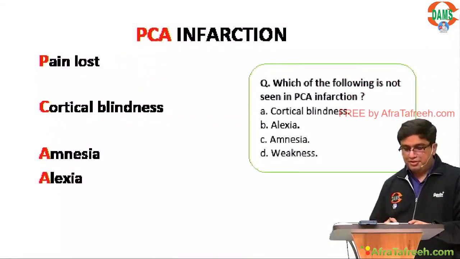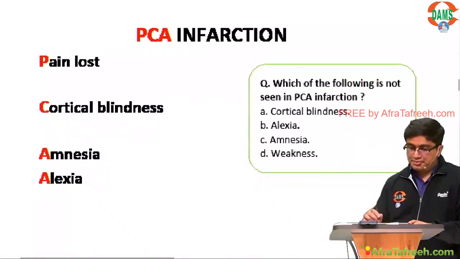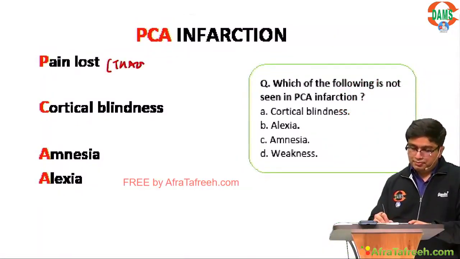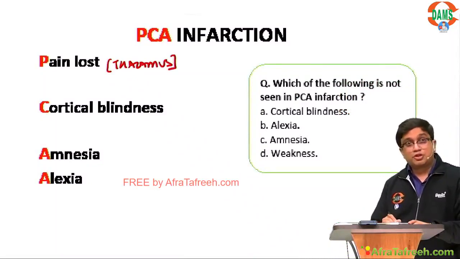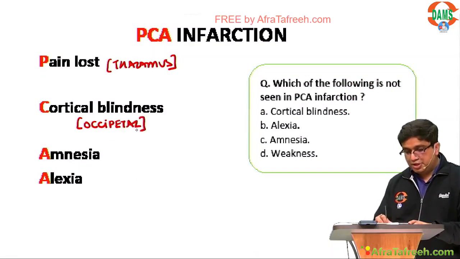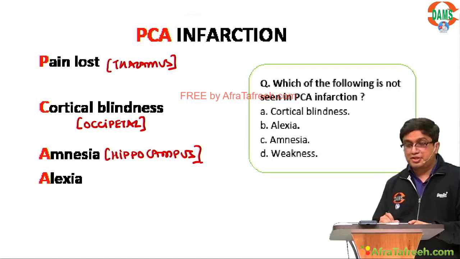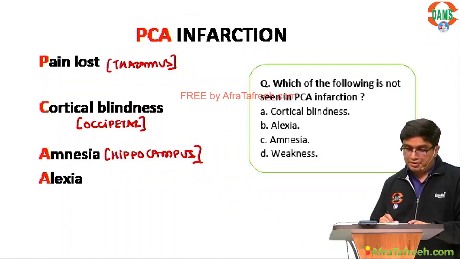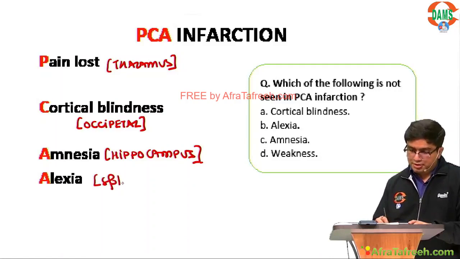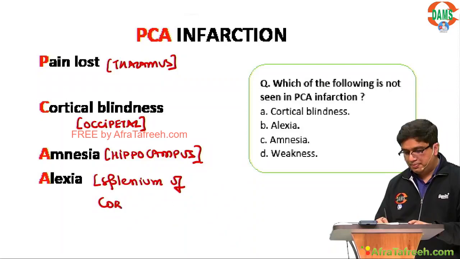Now the PCA infarction, the pain is lost in them due to the involvement of the thalamus. These patients have also got cortical blindness due to the involvement of the occipital lobe. These patients have got amnesia as well due to the involvement of the hippocampus, and pure word blindness or alexia is seen in them, due to the involvement of the splenium part of the corpus callosum.